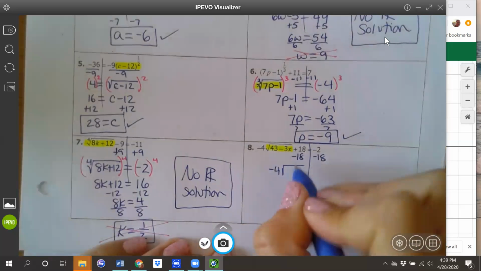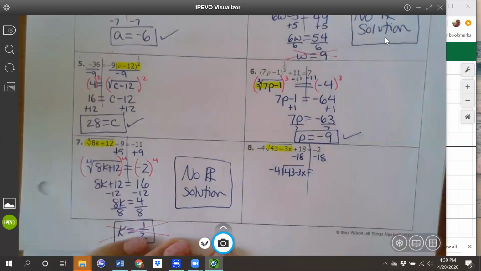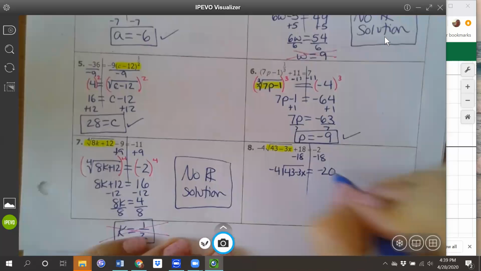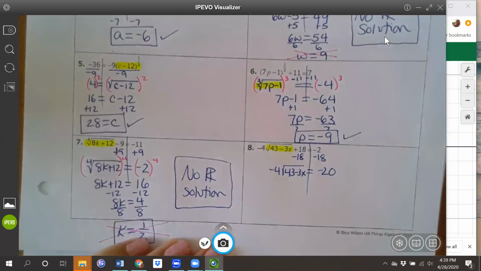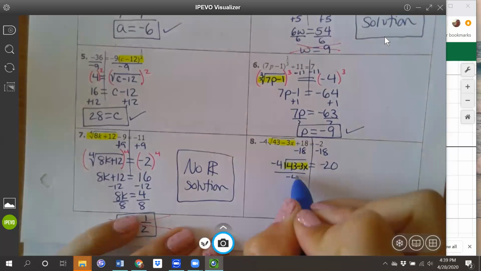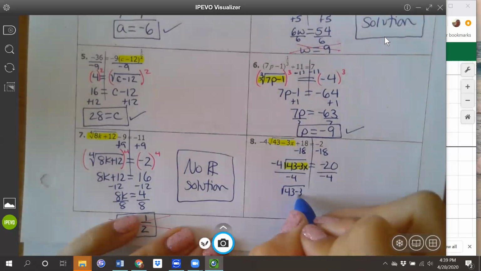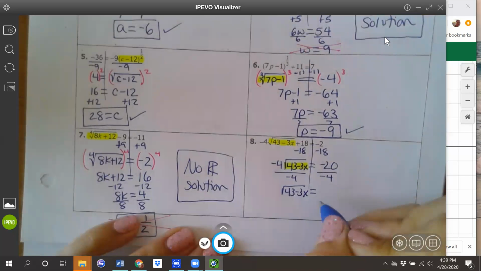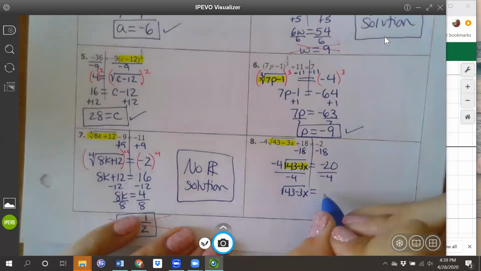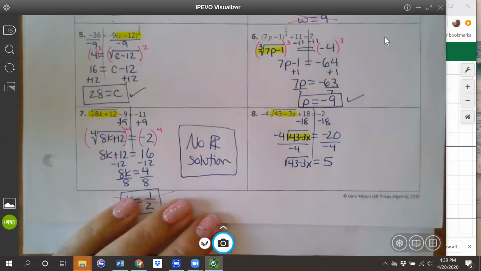So -4 square root of 43 minus 3x is equal to -2 minus 18, which is -20. So my job is not done. I still don't have the square root by itself. I've got to get rid of multiplying by -4. How do I get rid of multiplying by -4? Divide by -4. So now I have the square root of 43 minus 3x equal to negative divided by negative, that is a +5.